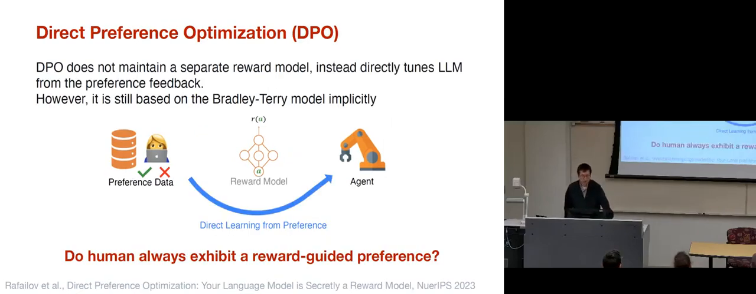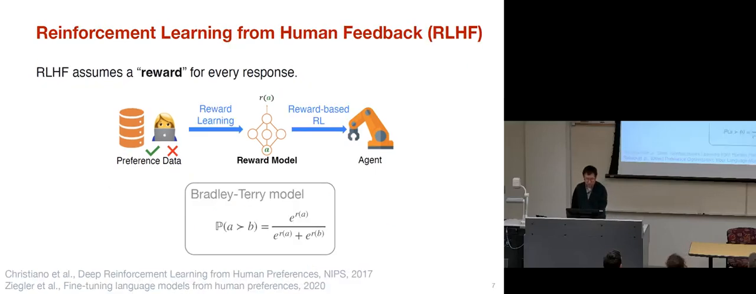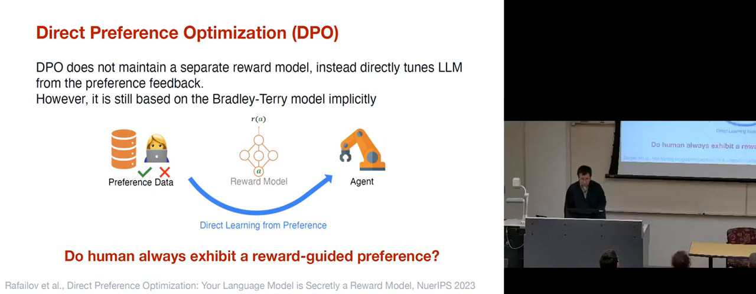And recently, there's an algorithm called direct preference optimization. The idea of this algorithm is that estimating the reward function will introduce some estimation error, and this estimation error will be propagated into the following reinforcement learning process, which is not desirable. Therefore, the idea of direct preference optimization is to directly optimize the policy without estimating the reward model.